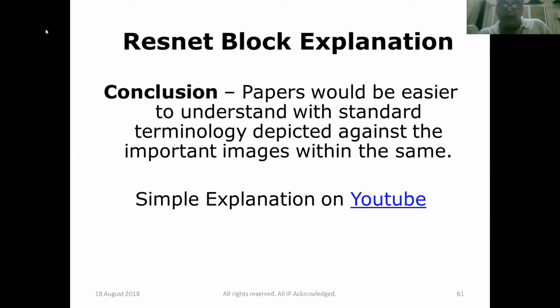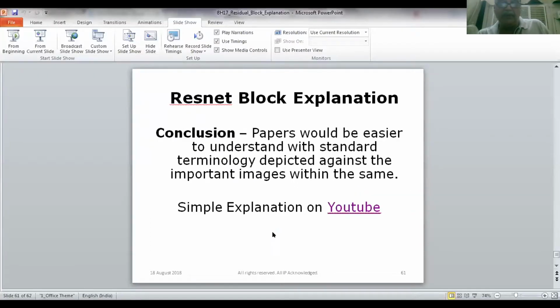I came across a good resource on YouTube which has just come in, probably last month. I couldn't find it earlier, so it's good. It's a 12-minute video which I think is the simplest and best explanation of the ResNet block. So I'll share this resource on the group later on.